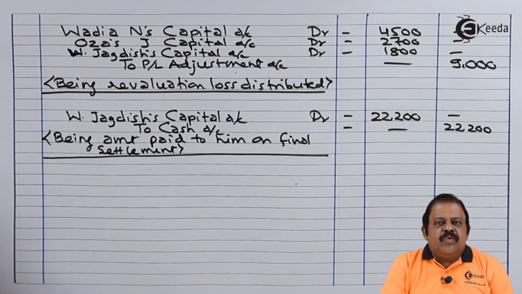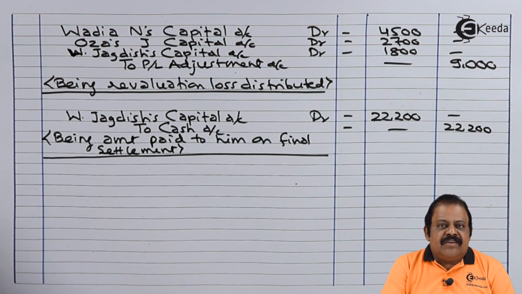In this question, we learn two things. Number one, how to give treatment to additional capital brought by continuing partners, and secondly, how to do journal entries in case of retirement of partner.